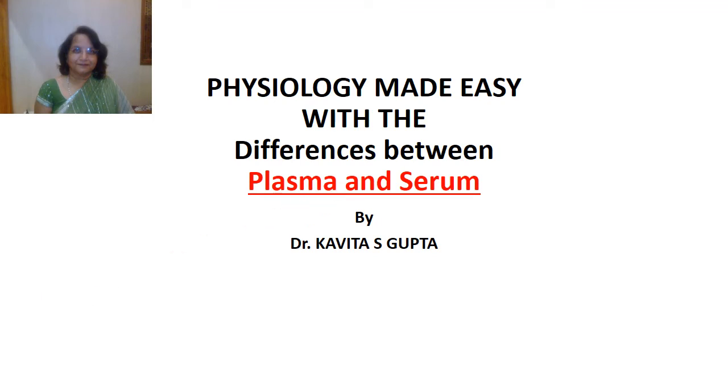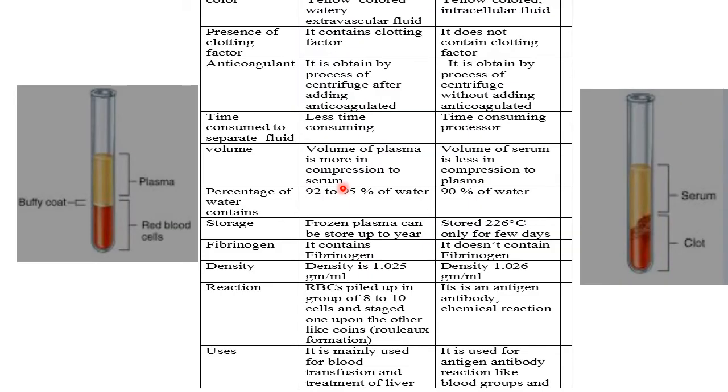Physiology made easy with the differences between plasma and serum. This side is the column for plasma, and this side is the serum. As the picture depicts, both are yellow in color. This is an extracellular fluid, while that is intracellular fluid.